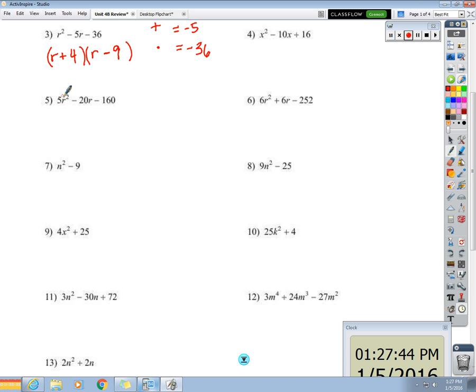Is there a GCF in this trinomial? Is there a number that we can pull out of all three terms? 5. You can pull 5 out of 5, 20, and 160, right? Now, when you're pulling out a GCF, you're basically dividing it. What's 5r squared divided by 5? Just r squared. Bring down the minus. What's 20r divided by 5? 4r, and then bring down the minus. What's 160 divided by 5?